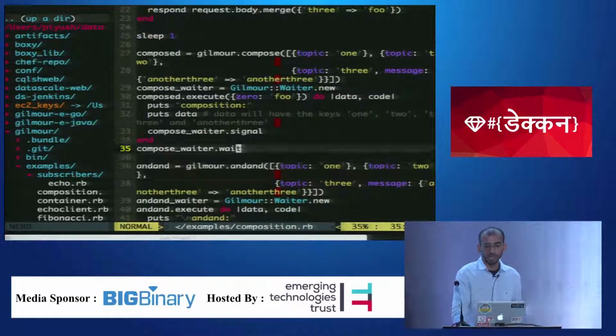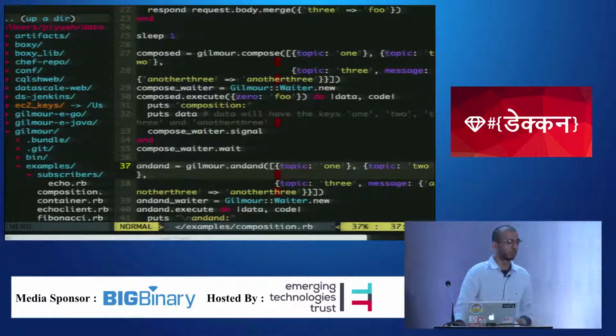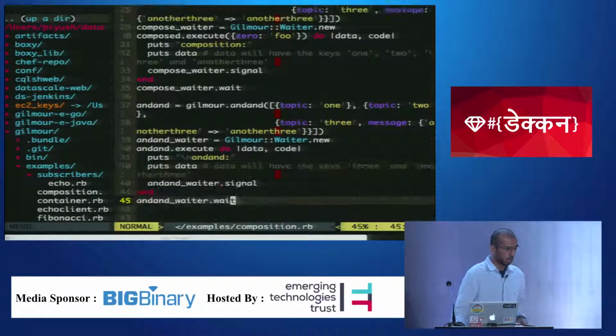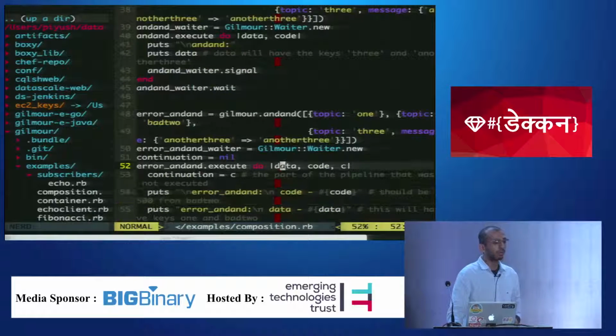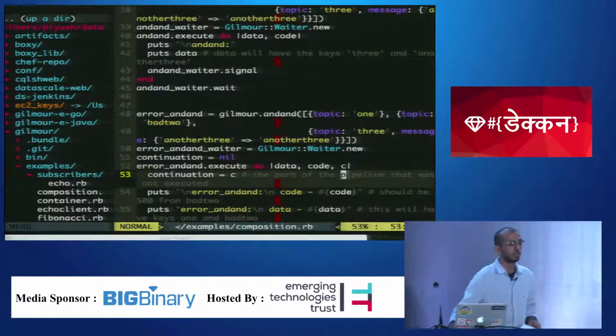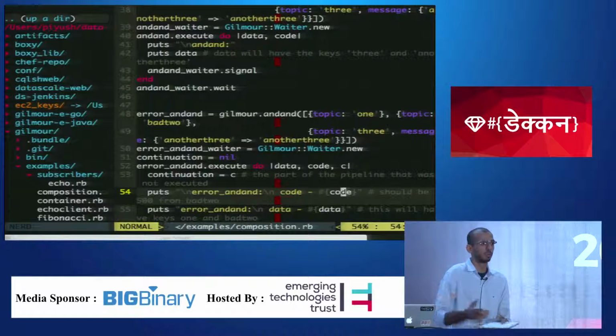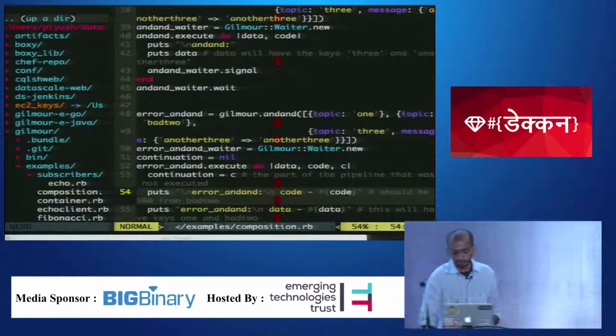Then you can have an and as well. It's pretty easy to construct. When you execute, you can pass in a block next to it. This block will have data or code, or it can have a continuation. This continuation is important because let's say 1, 2, 3, 4, 5, 3 failed. You can have the 4th and the 5th one that you can execute separately.